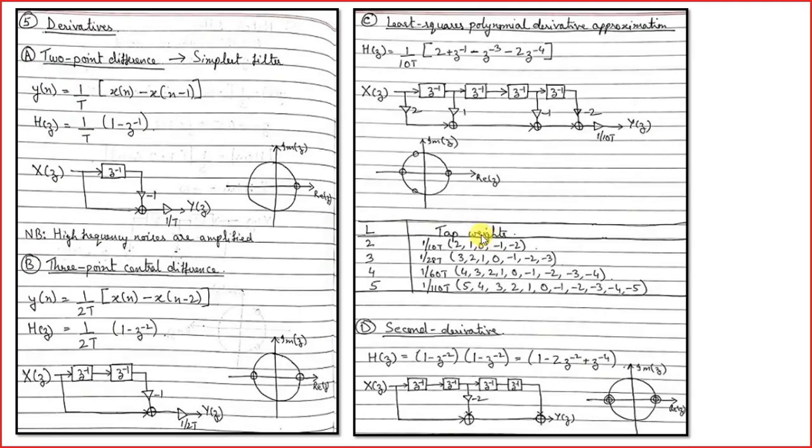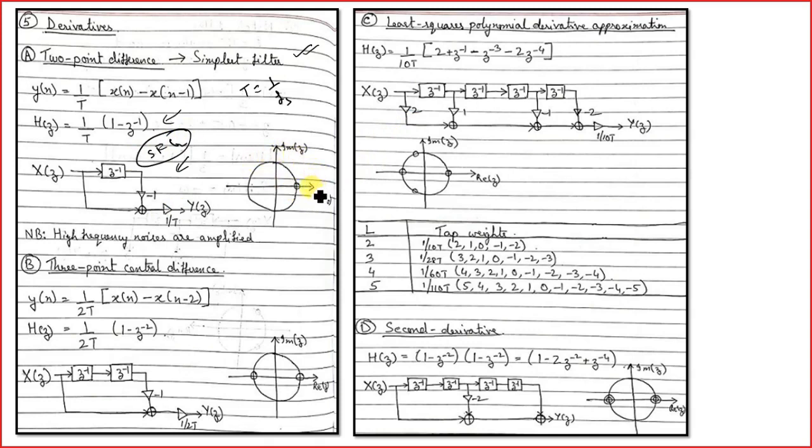Now the derivatives, we have the derivative, this 2-point difference system. This is the simplest form of derivative filter, and you have y[n] given by 1 by T times x[n] minus x[n minus 1], where T is equal to 1 by sampling frequency. Okay, and you can find out the transfer function. Then you can find out the signal flow graph. From here you can also find out the poles and zeros.